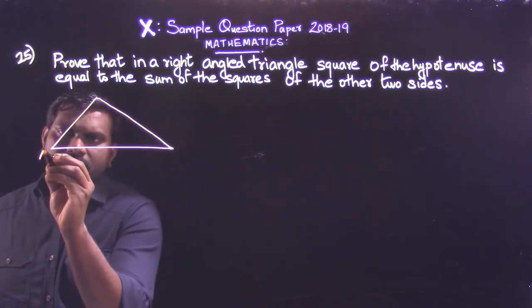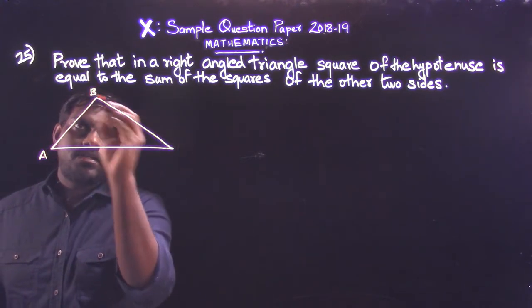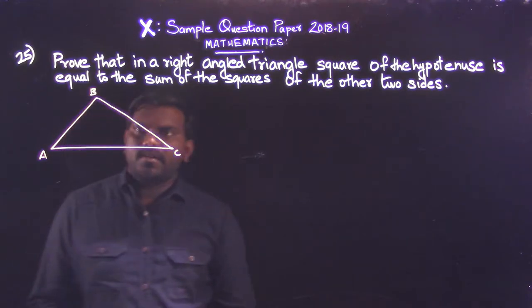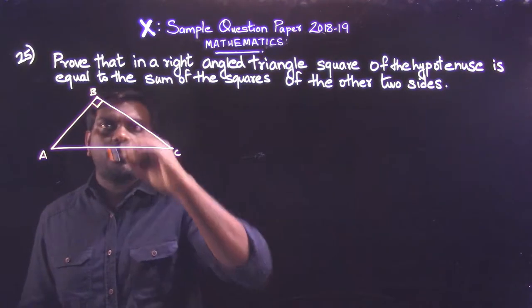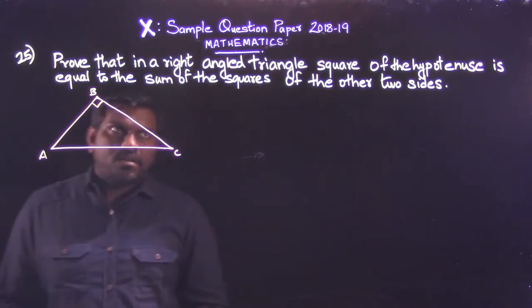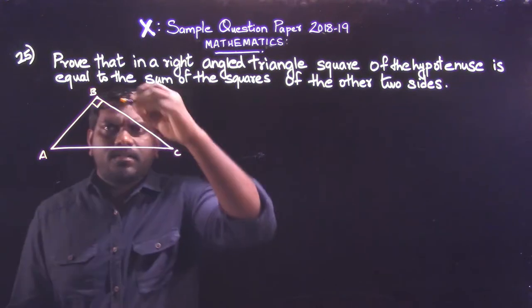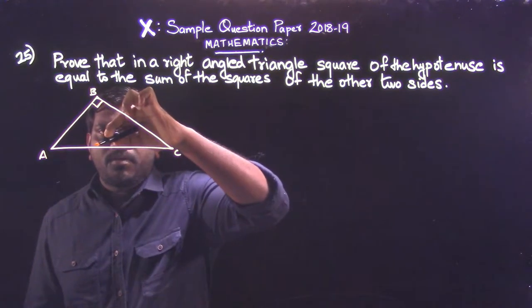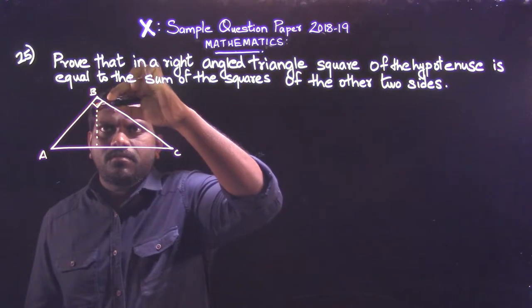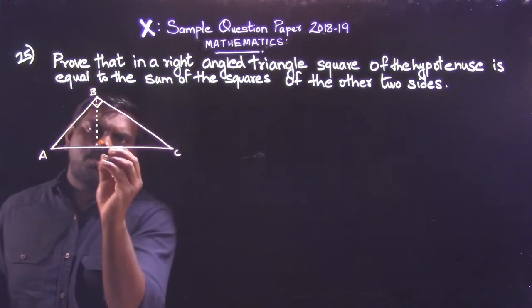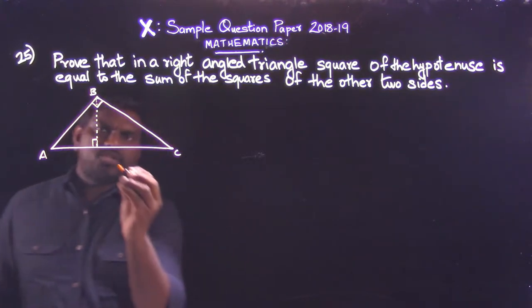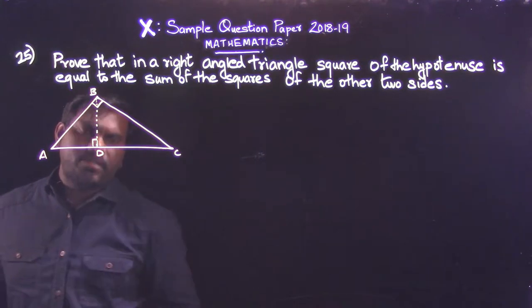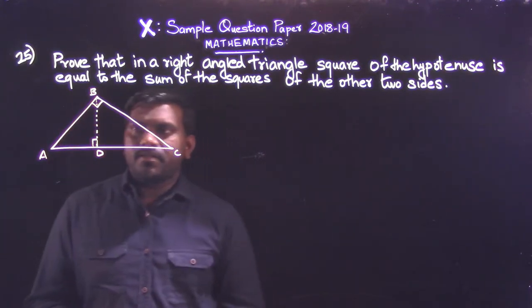I'm going to mark it as A, B and C here. So I have a right angled triangle. This is right angled over here, it's 90 degrees. Now to prove this, I need to make a perpendicular over here. I'm going to make a perpendicular to this one. So obviously you know that this is also going to be 90. If this is 90, this angle is also going to be 90. Right? And I'm marking it as D. Clear? So I hope this diagram is clear.